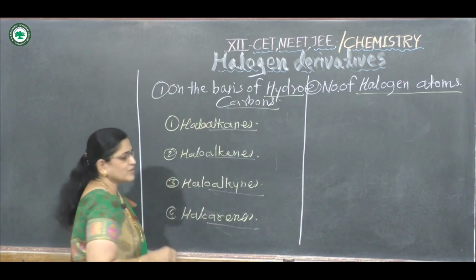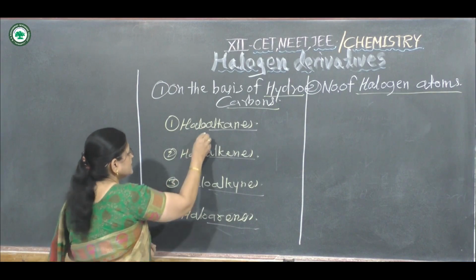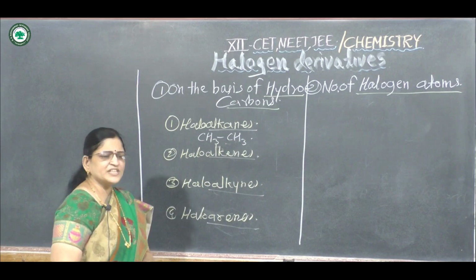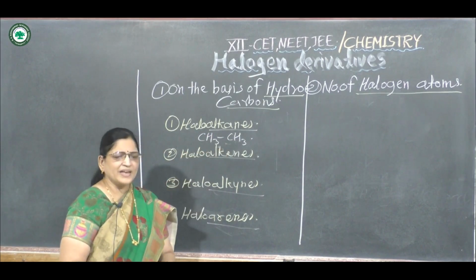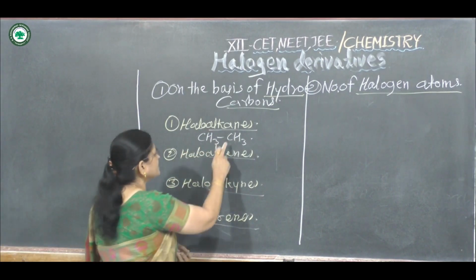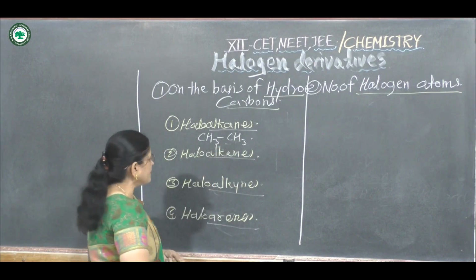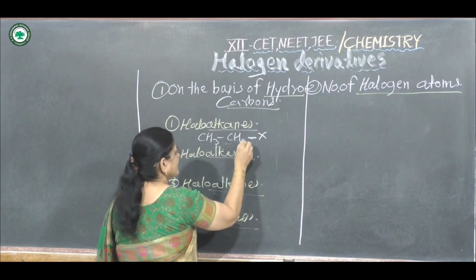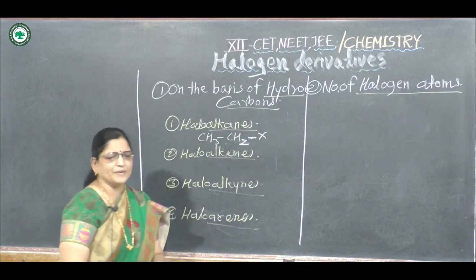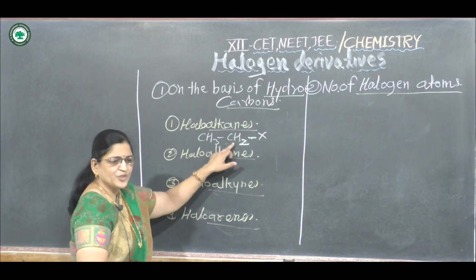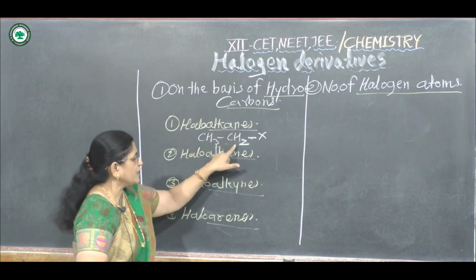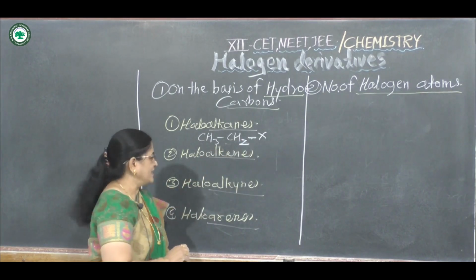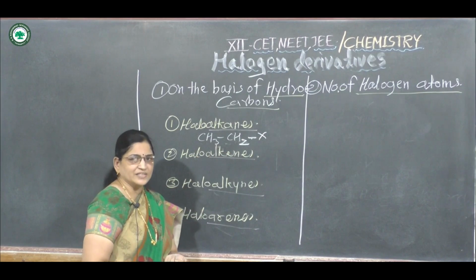Then what are haloalkanes? Suppose CH4, the name of this compound is methane. This is a derivative of alkane. If one of the hydrogen atoms of this methane is replaced by a halogen atom, then two hydrogen atoms remain. When one of the hydrogen atoms of methane, that is alkane, is replaced by one halogen atom, it is called haloalkanes.